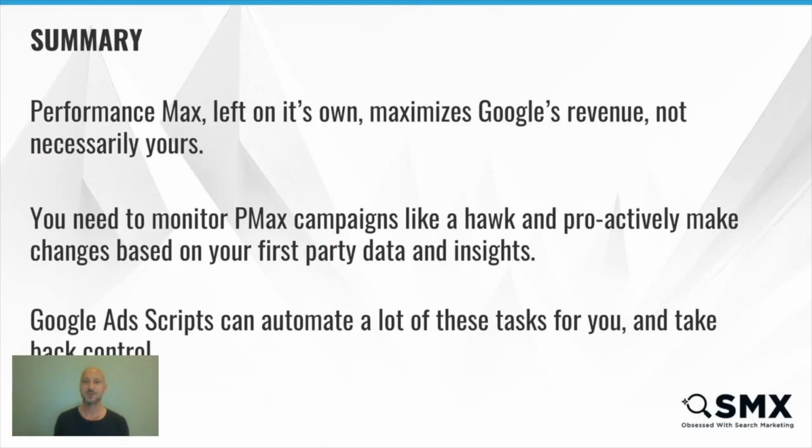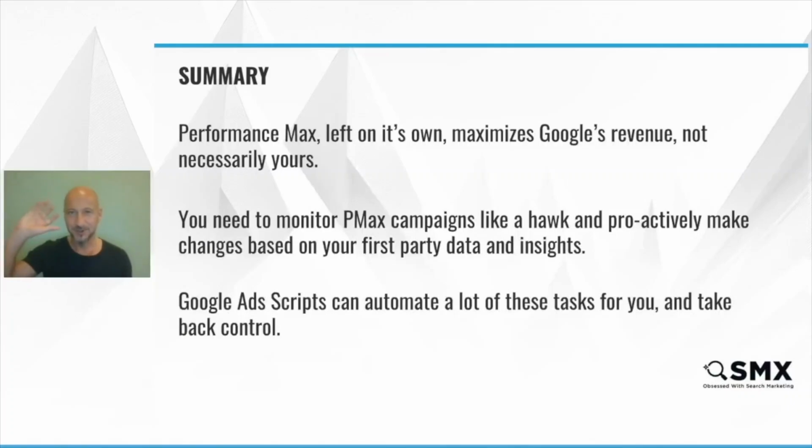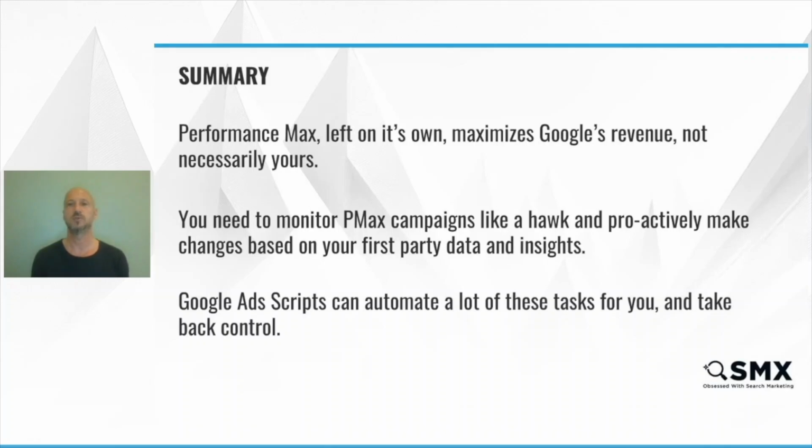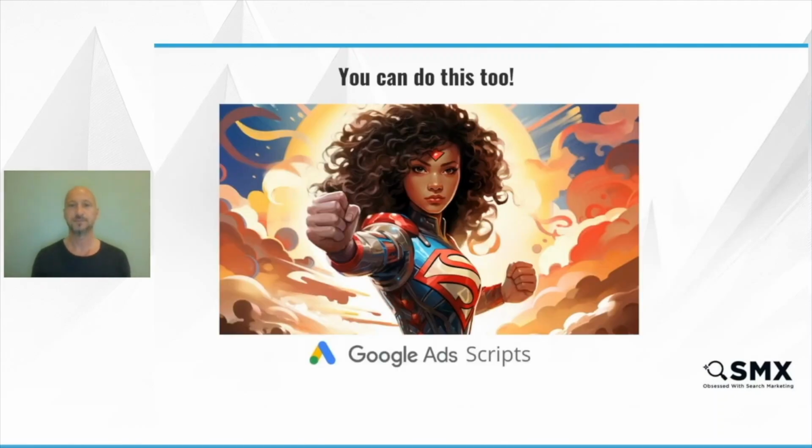So I hope that I've shown you some examples that will get you thinking on how you can use scripts to optimize the performance of Performance Max campaigns and get some more insight. If you leave Performance Max running as it is, please do realize that it is spending a lot of money on wasted clicks. It will try to spend all of the budget that you allow it to. And in order to maximize your profits, not Google's profits, but your profits, you have to take back control, and scripts can help you with that.